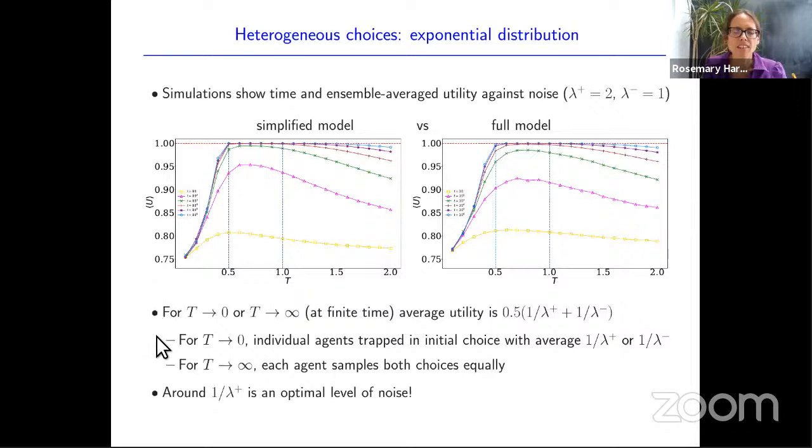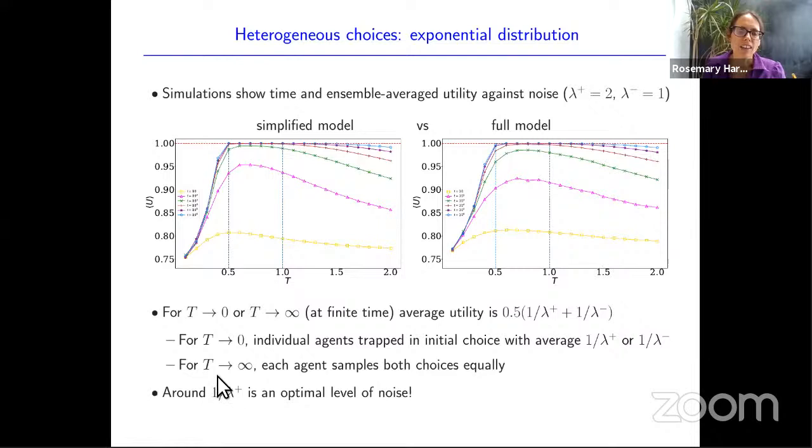And the reason for that is that as noise goes to 0, an individual agent makes its first choice with probability 1/2 for each direction, and then does the same forever after. So the ensemble average is 0.5 times 1 over lambda plus plus 0.5 times 1 over lambda minus.